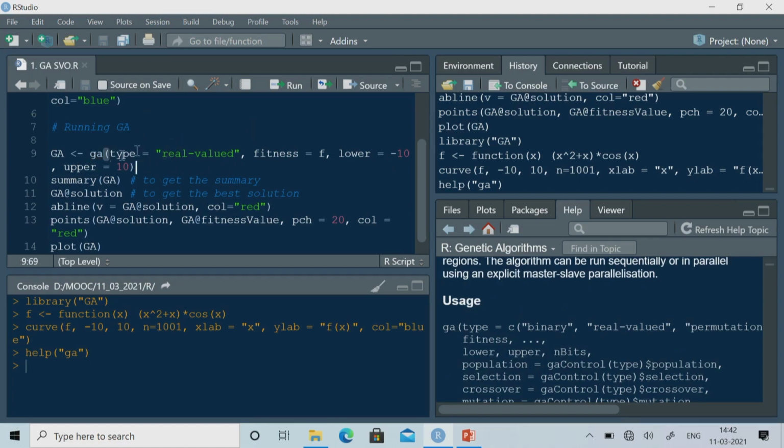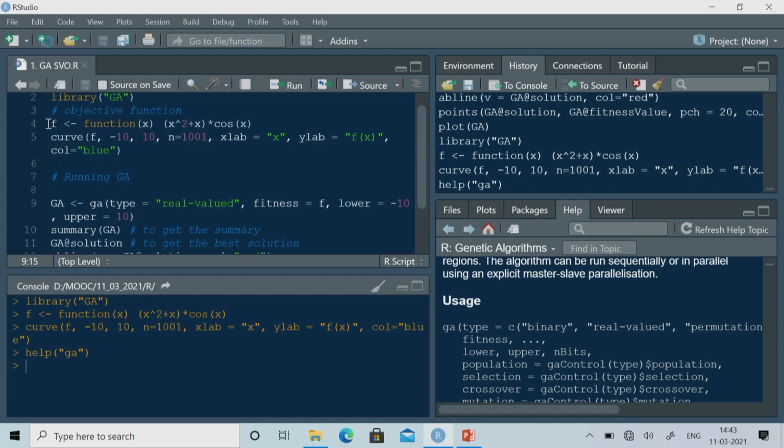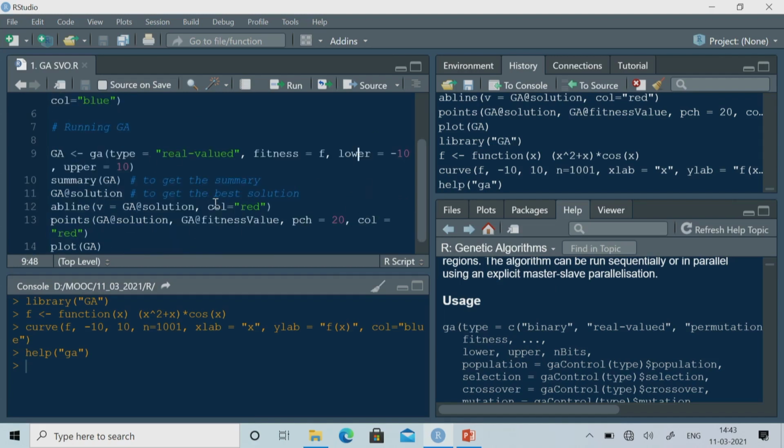Here I have defined that I am using real valued GA. I am not using binary, but real value, and my fitness function is f. Whatever the function value is, I am defining that as my fitness value. I am also providing the lower bound and upper bound. The lower bound is -10 and the upper bound is 10 here, and other values I am not defining, so whatever default values are assigned have been considered. Now if I run this particular line, GA will solve this problem and will try to find the global maxima of this function.